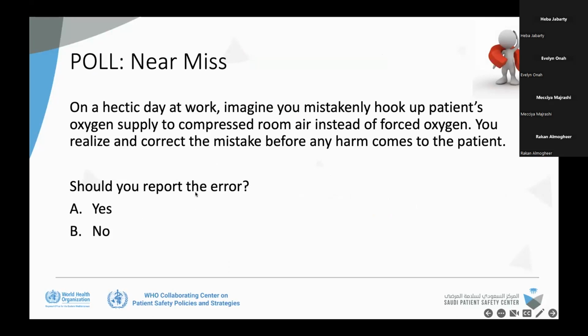So let's have our second poll. The second poll says: on a hectic day at work, imagine you mistakenly hooked up a patient's oxygen supply to compressed room air instead of pure oxygen. You realize and correct the mistake before any harm comes to the patient. Should you report the error?